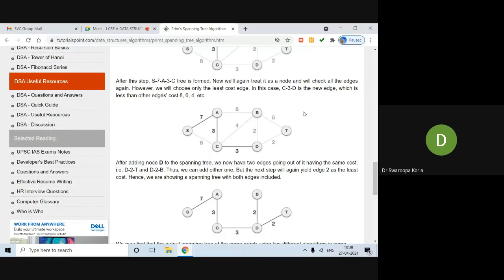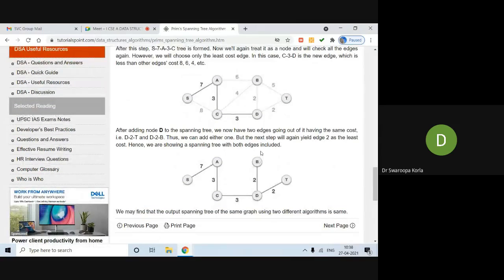We can consider both edges, no issue, but we need to check, when adding every edge, whether it forms any loop or not. If it forms a loop, we are not allowed to add that edge even though it is minimum. Now I am first adding D to B, 2 value. And also I am adding D to T. I can add because it is not forming any cycle. It is not forming any circuit.